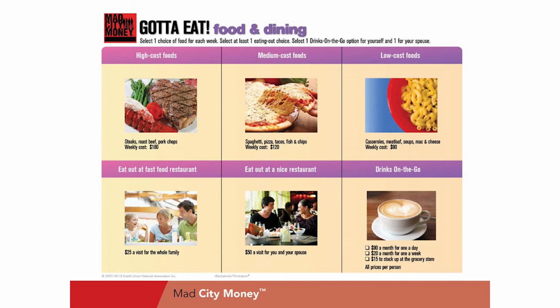Drinks on the go. If you stop every day, you're going to spend $90 a month. If you only do once a week, you're going to do $20 a month. If you stock up at the grocery store, you're paying $15 a month. That's all based on your budget. We will pause here for you to go ahead and make your selection.